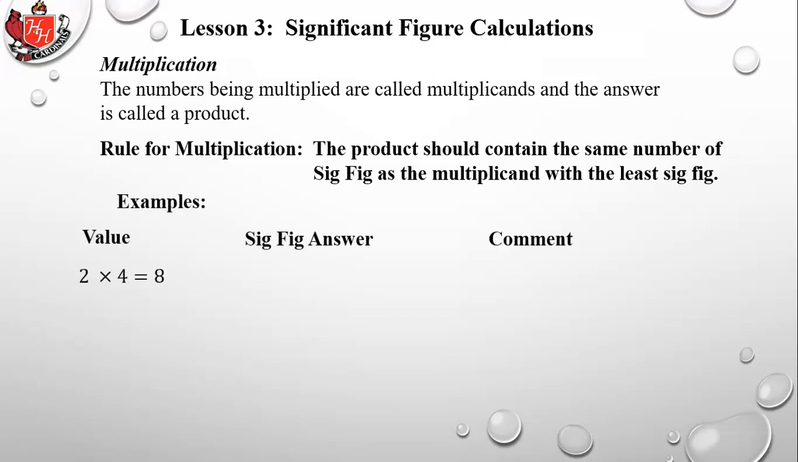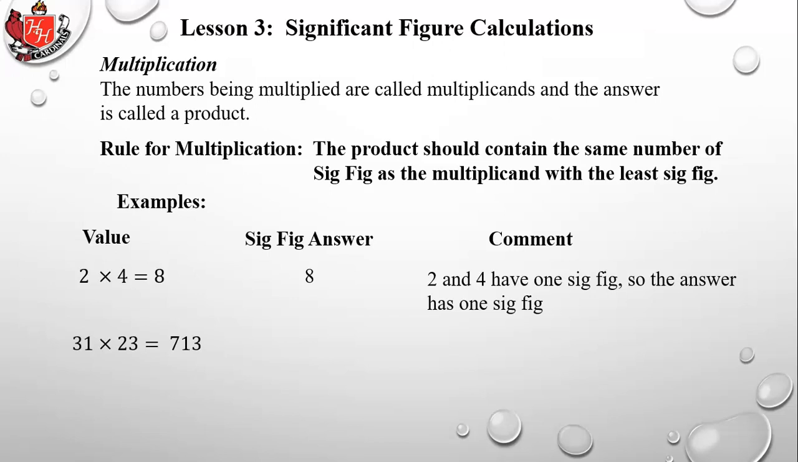So here's some examples. 2 times 4 equals 8. The significant figure answer is 8. 2 has 1 significant figure, 4 has 1 significant figure, so the answer 8 can only have 1 significant figure. Well, that one's pretty obvious because that was going to be the answer anyway. So 2 and 4 have 1 sig fig, so the answer has 1 sig fig.